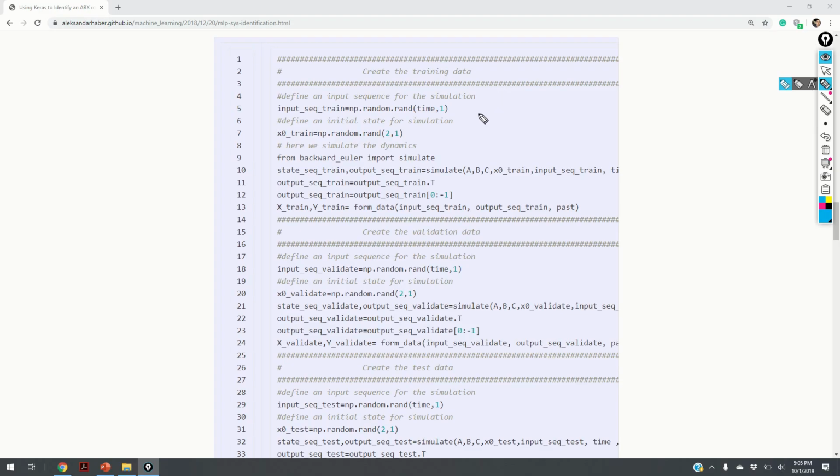Next, we generate the training, validation, and the test data. First, we generate the random input control sequence. So, what is a random input control sequence? At every time sample, we generate a random number from a uniform distribution with the support from 0 to 1. So in our case, the force or the input sequence should look somehow like this.